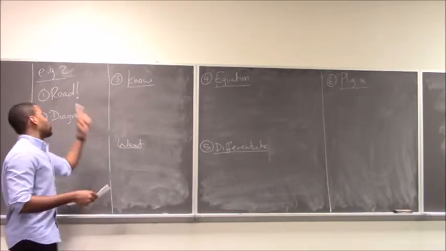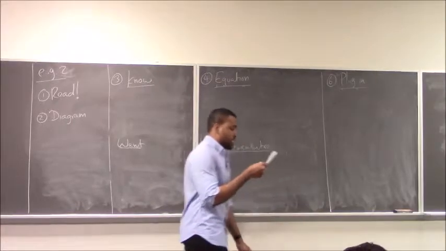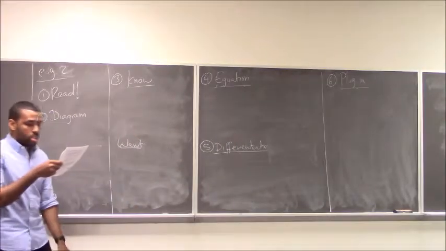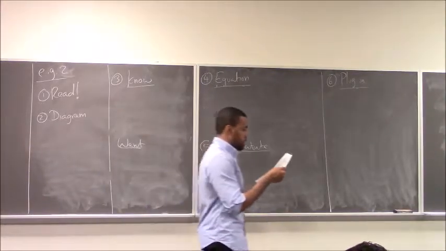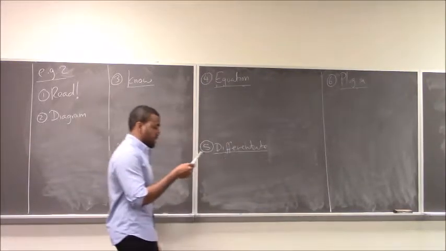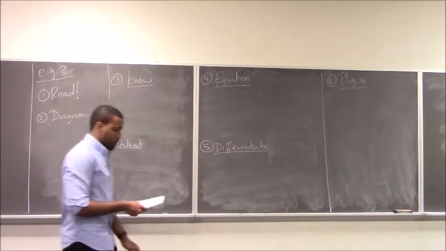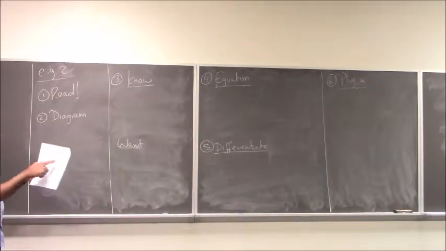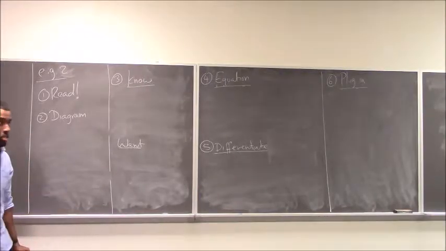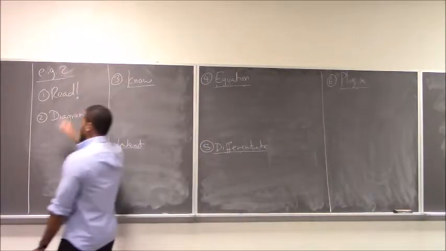So step 1, read the problem. The length of a rectangle is increasing at a rate of 8 centimeters per second. The width is increasing at a rate of 3 centimeters per second. When the length is 20 centimeters and the width is 10 centimeters, how fast is the area of the rectangle increasing? So we're at the problem. We realize it's a related rates problem. Why? Because they told us how fast the width is increasing and the length is increasing, and they asked about how fast the area is increasing. So I was given some rates and I'm asked to find another rate. So it's a related rates problem.